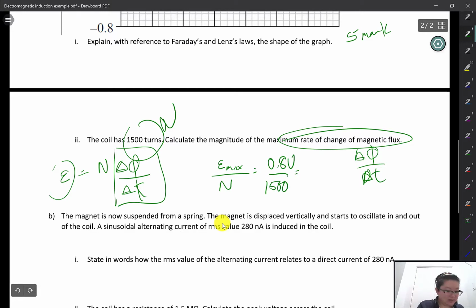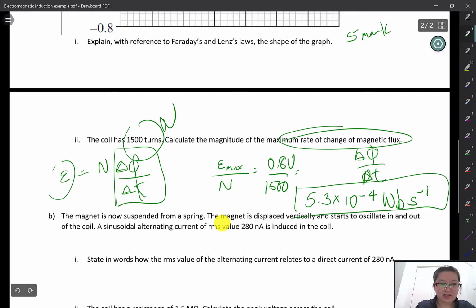And that's going to give us 5.3, rounded to two significant figures, 5.3 times 10 to the power of -4. Since it's the rate of change of magnetic flux, this is Weber per second, so that's Wb s to the power of -1. Okay, so there we go. That's the answer for question 2.